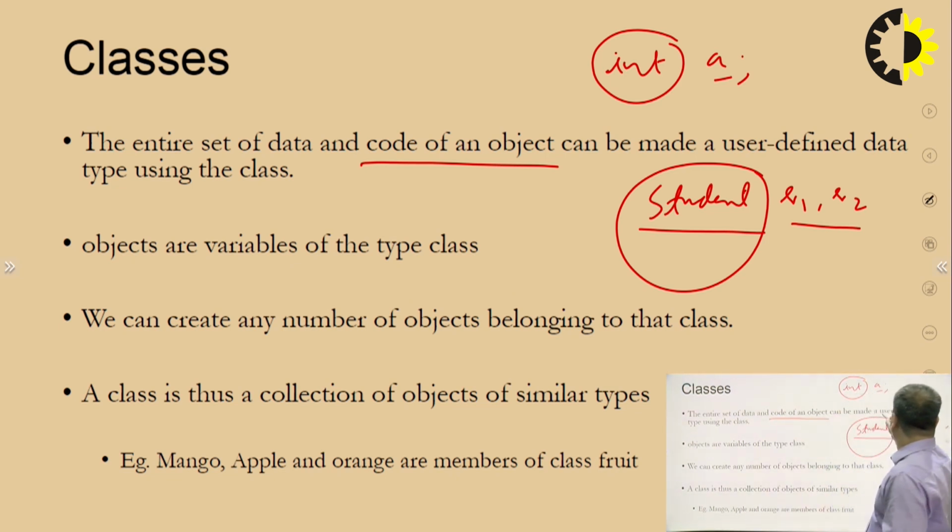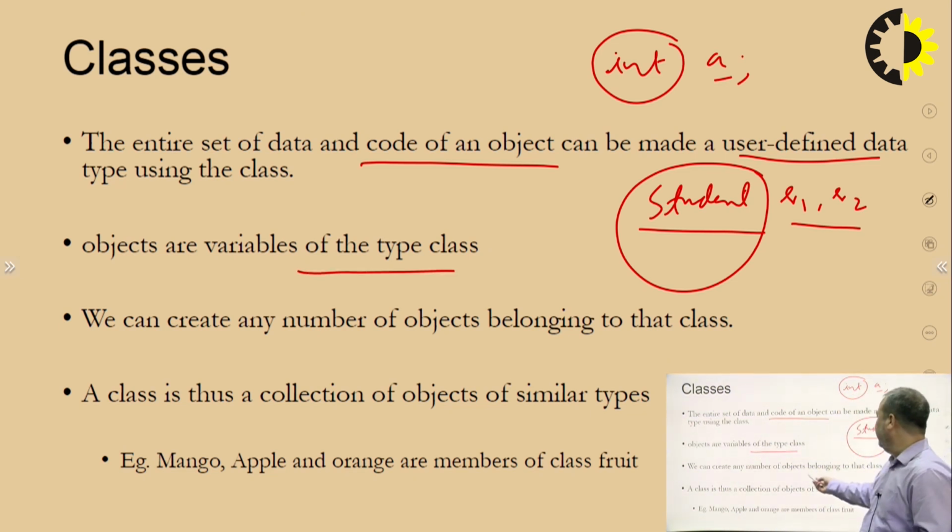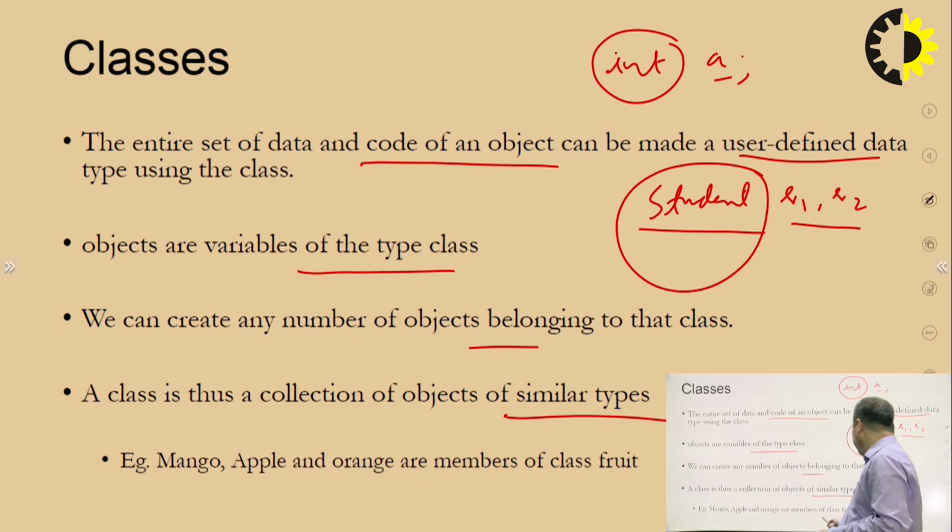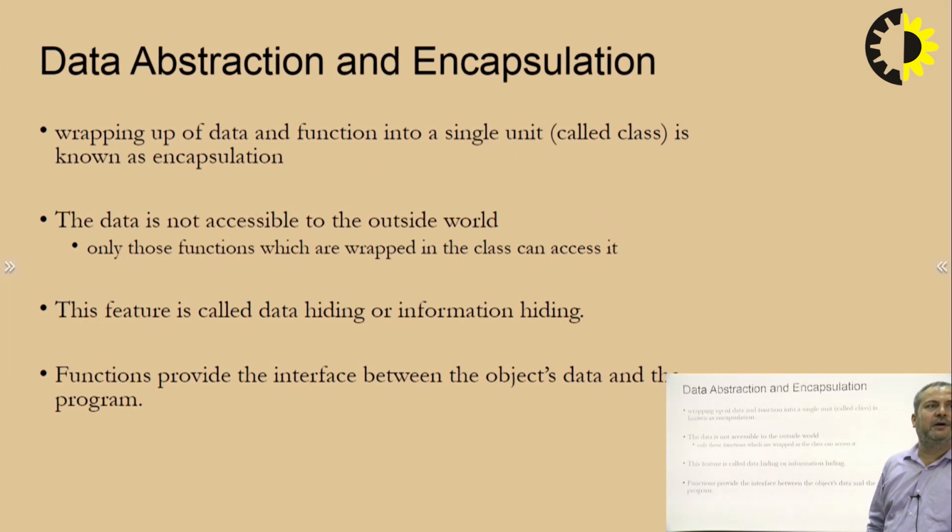Classes are basically user-defined data types, and objects become the variables of type class, right? So we can create any number of objects like this, S1, S2, S3, belonging to their class. A class is thus a collection of objects of similar type. For example, mango and apple are kinds of the class fruit, and so on.